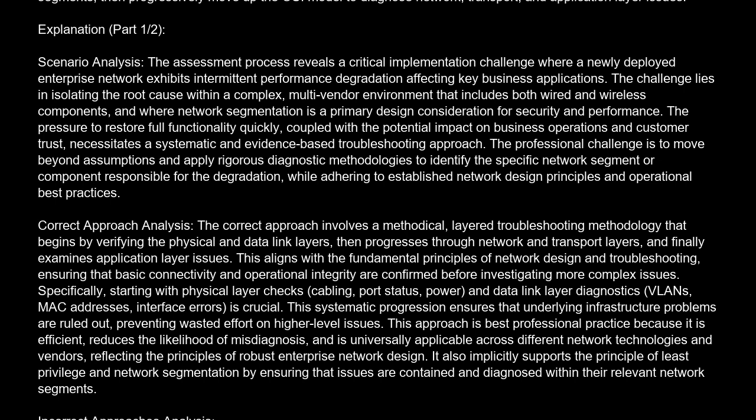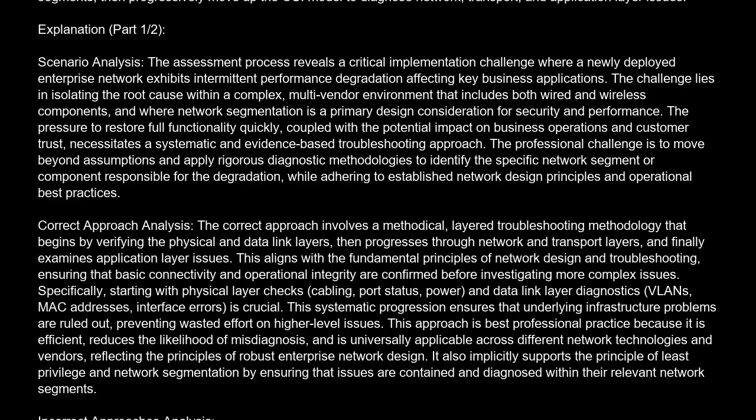Correct approach analysis. The correct approach involves a methodical, layered troubleshooting methodology that begins by verifying the physical and data link layers and progresses through network and transport layers, and finally examines application layer issues. This aligns with the fundamental principles of network design and troubleshooting, ensuring that basic connectivity and operational integrity are confirmed before investigating more complex issues.